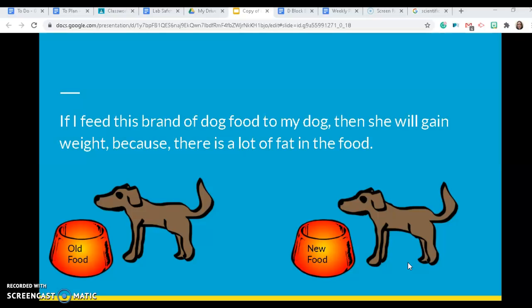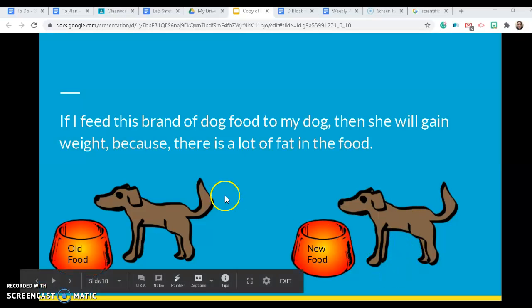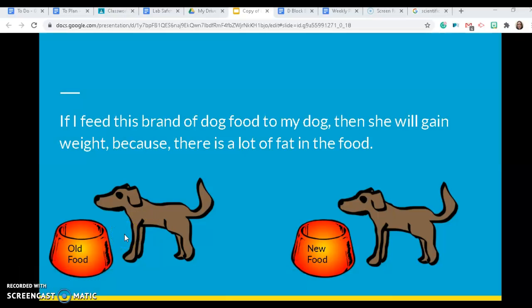We need to make sure we have a control group in order to compare. Because if I just started feeding her new food without measuring how the old food affected her weight, I wouldn't know if the new food actually had an effect on her weight.